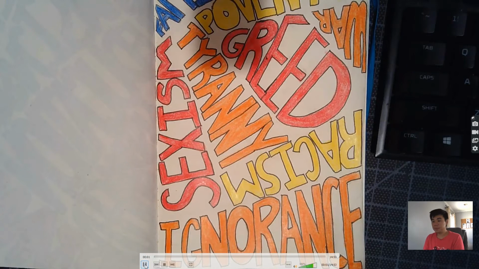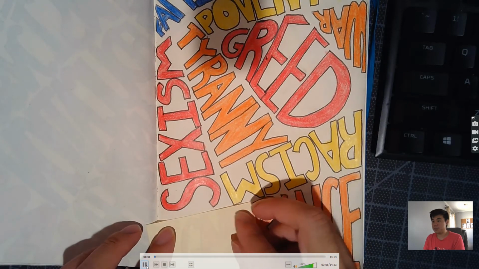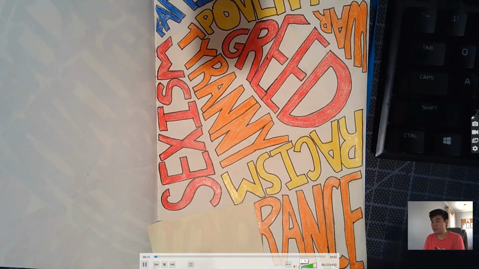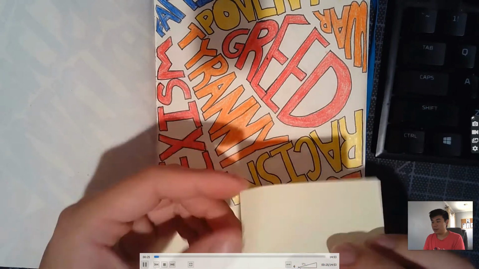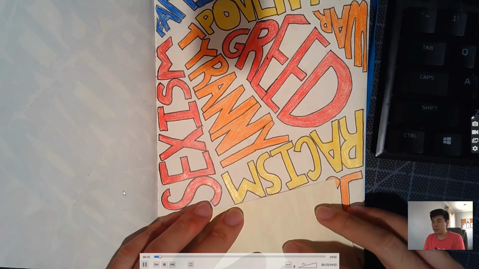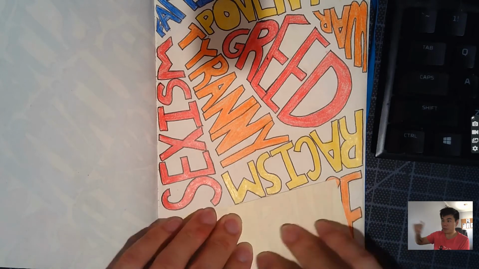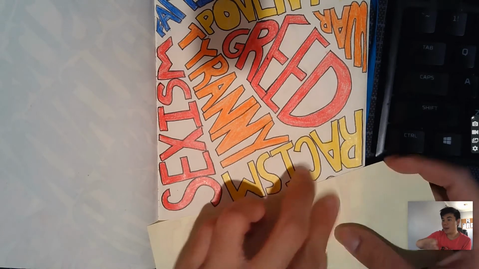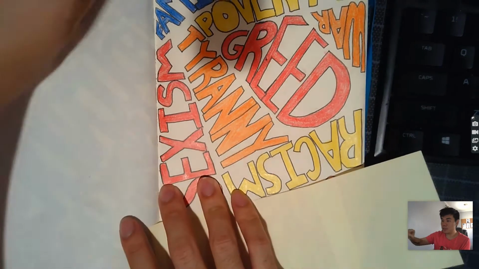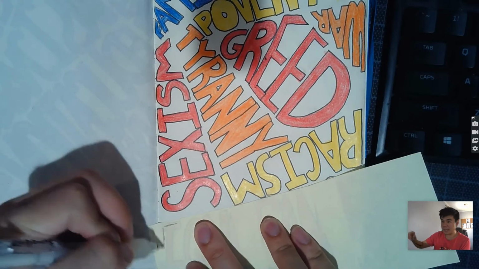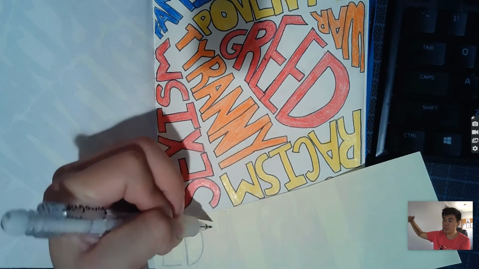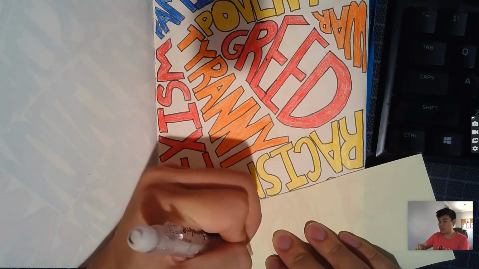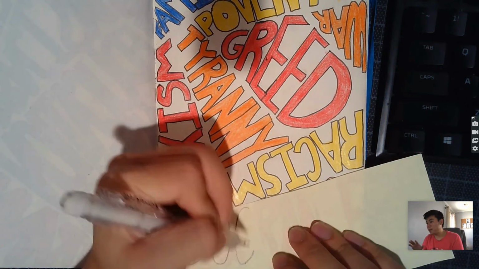Okay, so first, what you're going to do is take your post-it note, and you are going to cover all of the one word that you chose. If you notice here, I want the sticky part to be on top of the word itself, and I want it to follow the direction of the word that I chose. Don't worry about anything hanging off. We're going to address that later.